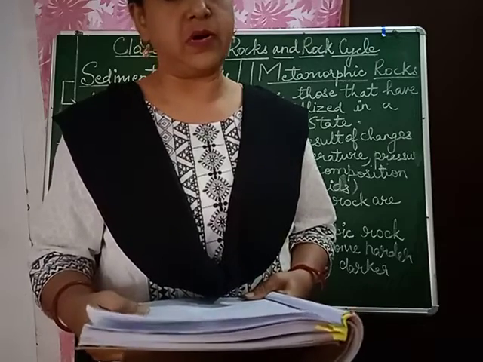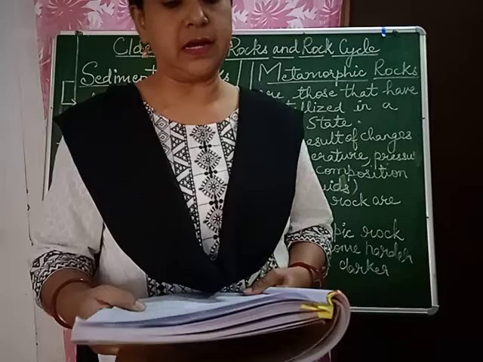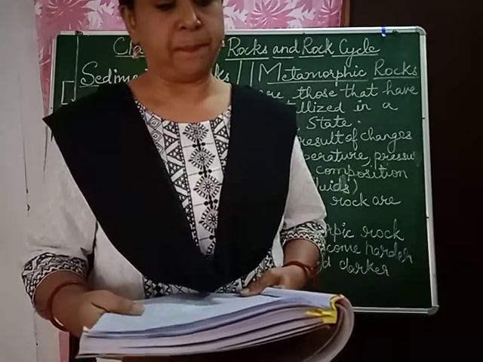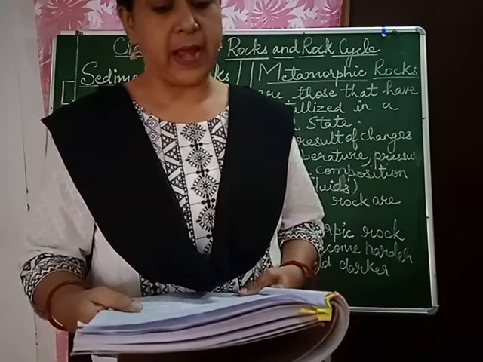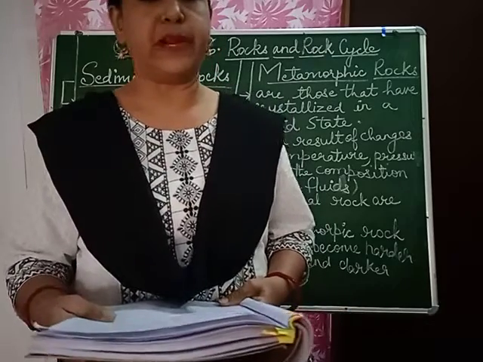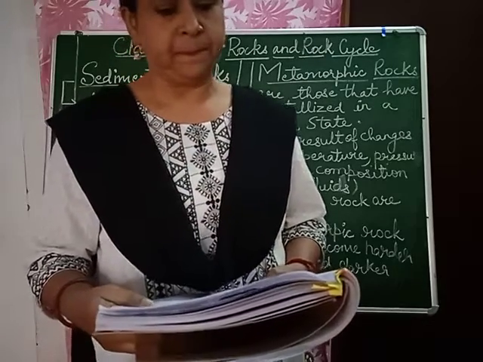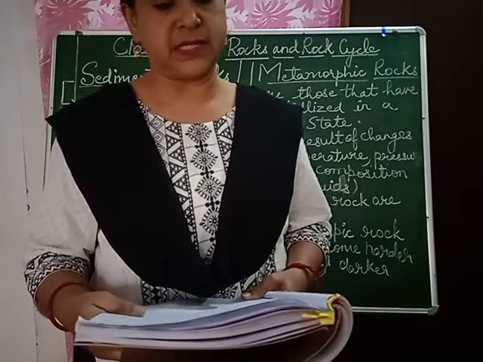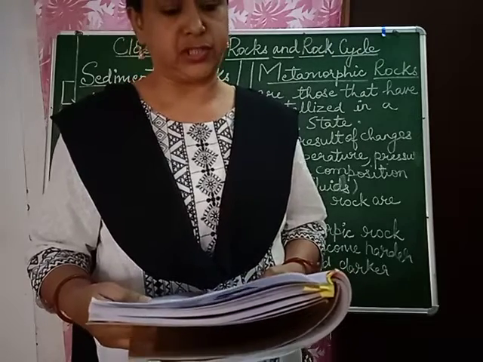Silt is smaller in size than mud. So it is finer, and it is deposited by floods. When the flood comes, it brings silt with it, and it is deposited in the delta region.